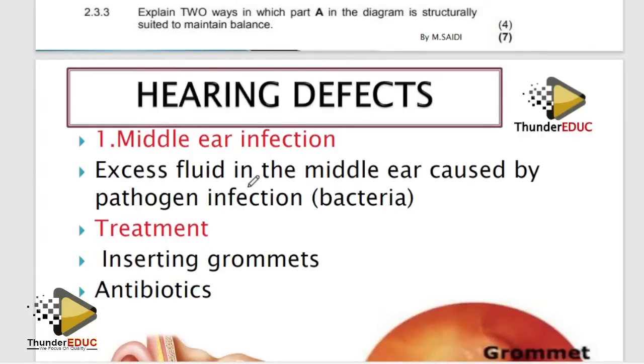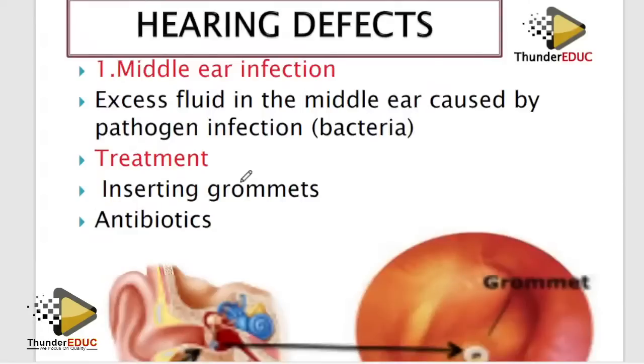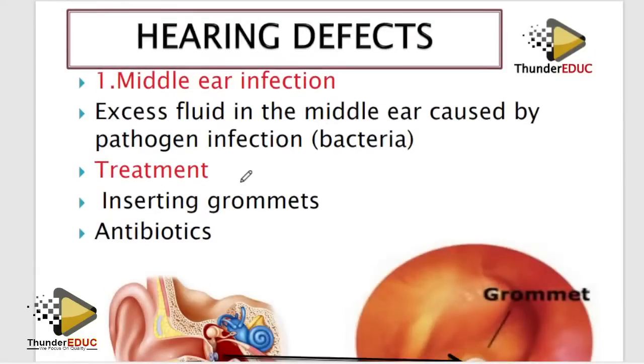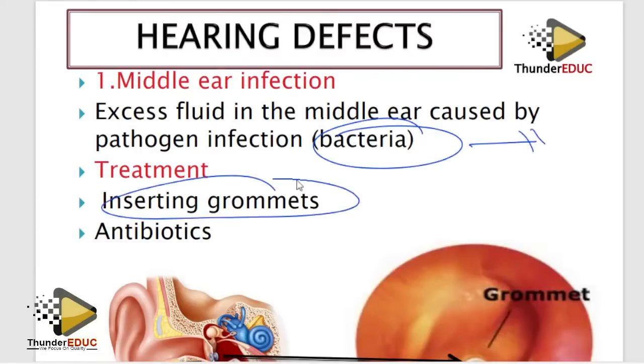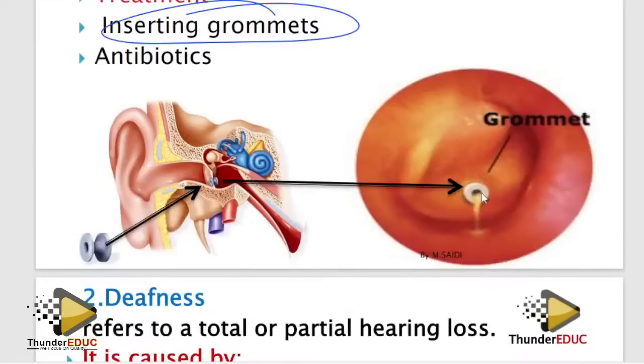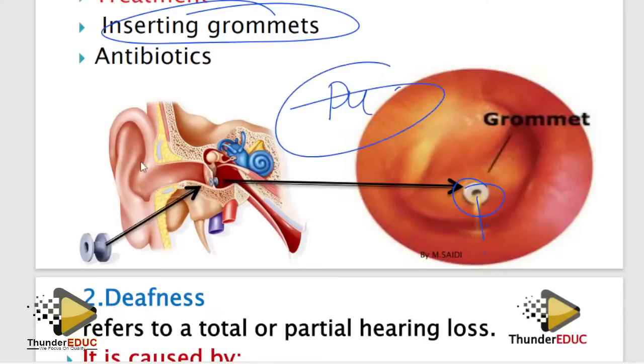Middle ear infection means there is excess fluid which has accumulated in the middle ear and is caused by bacteria. Treatment for the bacteria is antibiotics. Simple. Then number 2, insertion of the grommets. This is what you call the grommet. It allows air in and then it drains the pus. I don't know why you call it pus. I've called it pus.